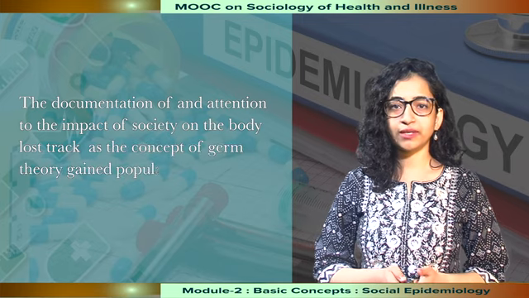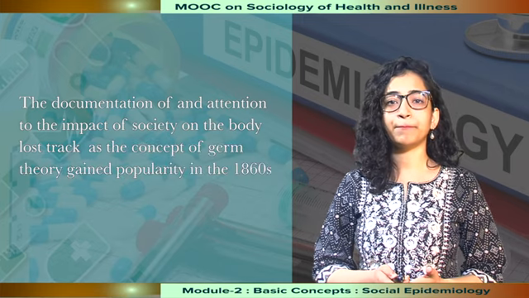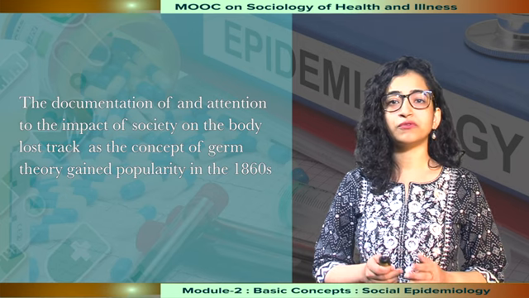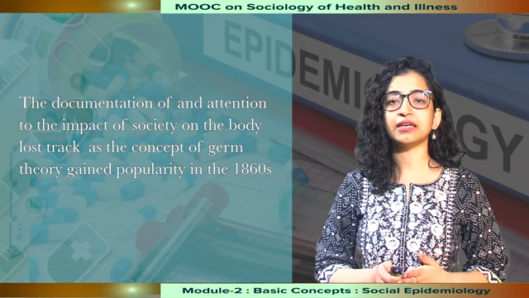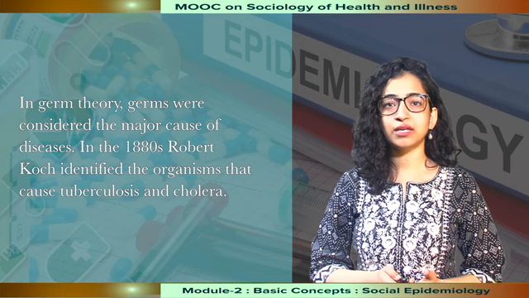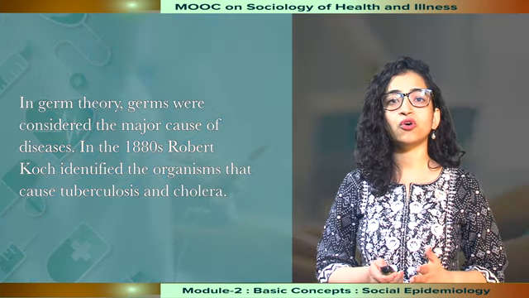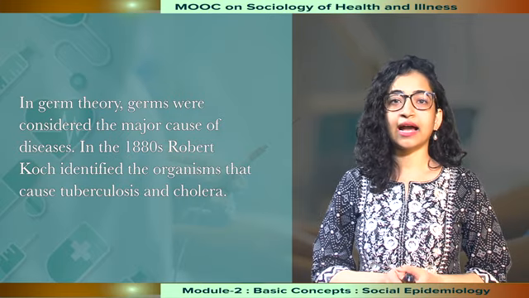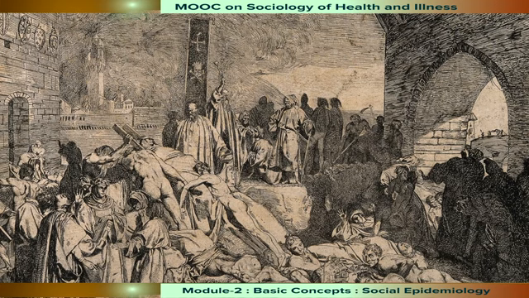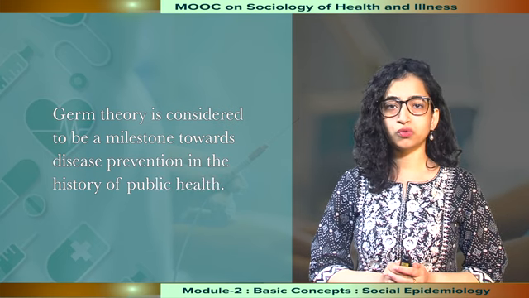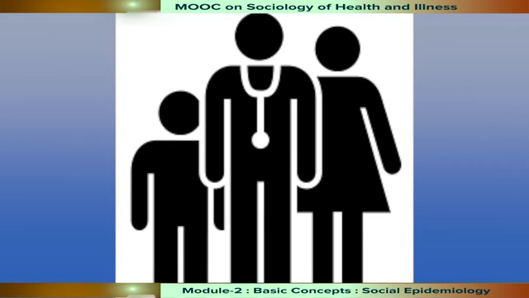However, the documentation of and attention to the impact of society on the body lost track as the concept of germ theory gained popularity in the 1860s. In germ theory, germs were considered the major cause of diseases. In the 1880s, Robert Koch identified the organisms that cause tuberculosis and cholera. So, germ theory is considered to be a milestone towards disease prevention in the history of public health.